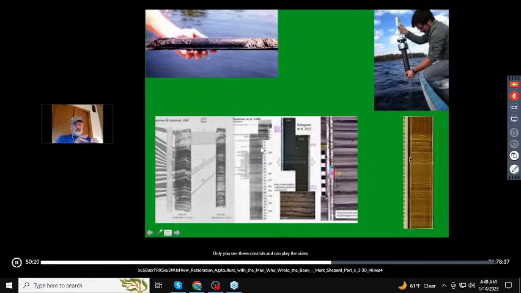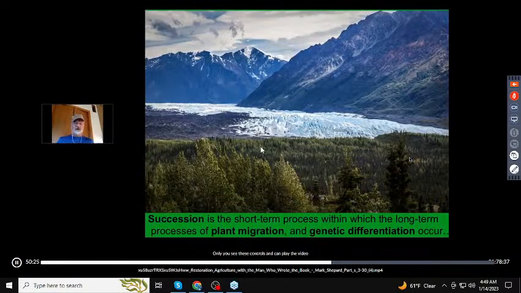And then succession, it's the short-term process within which the long-term processes of plant migration and genetic differentiation occur. So if you can imagine here, this is the Matanuska Glacier in Alaska, just 100 miles north or so of Anchorage. At the toe of the glacier, when this ice is here, there's nothing able to live there. There's no forest. Anything in its way, if the ice starts moving, it'll grind over everything. This actually isn't moving forward. This is in retreat. It's more melting in place and going further back up in the mountains. And what it's leaving behind is all the ground up rock that it would have ground off the hillsides here. And the plants colonize this ground up rock.